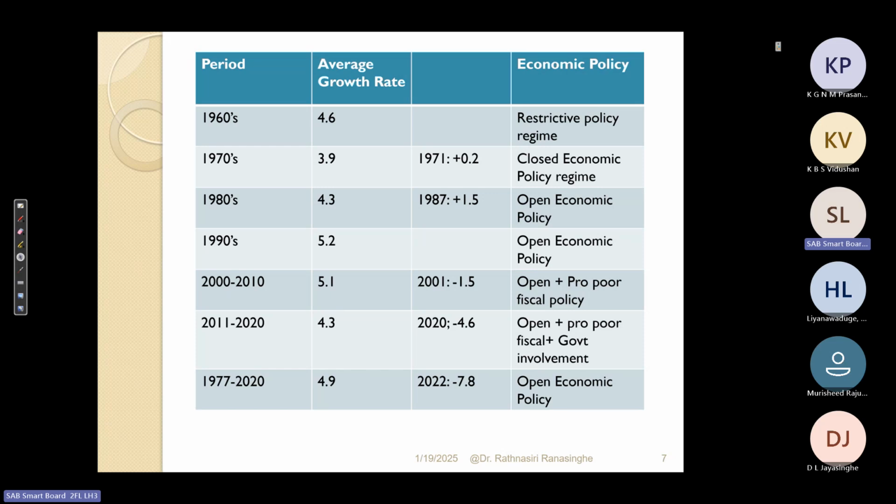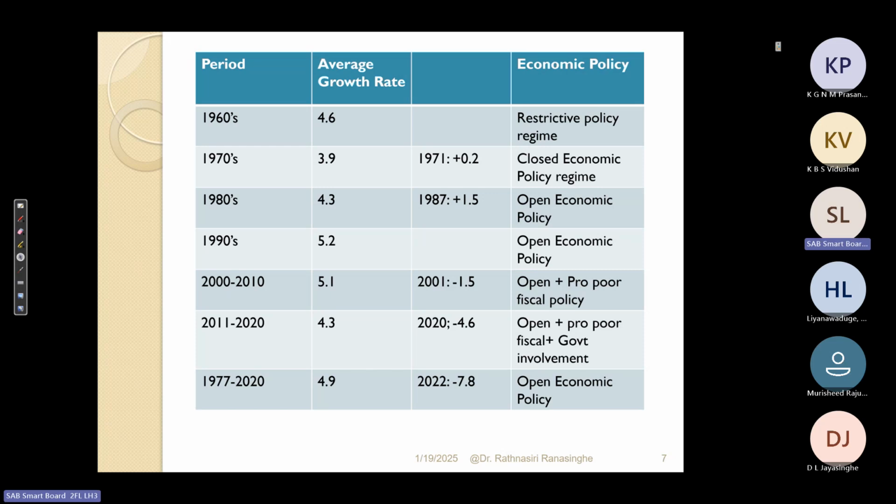But an average of 3.9% was recorded because in the latter part of the 1970s, from 1978, there were open economy policies, with huge government investment. When it comes to the 1980s, the average is 4.3%, but in 1987 and 88 there was lower growth because of the civil disturbances.